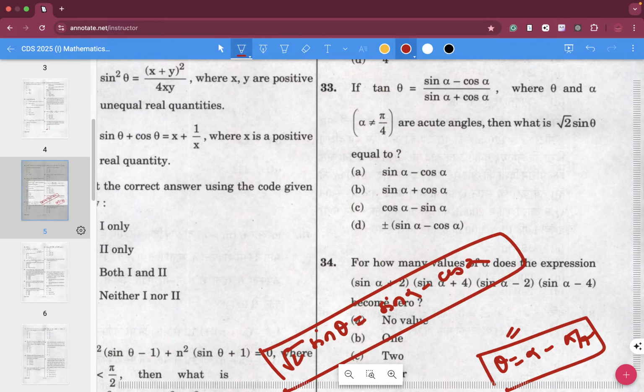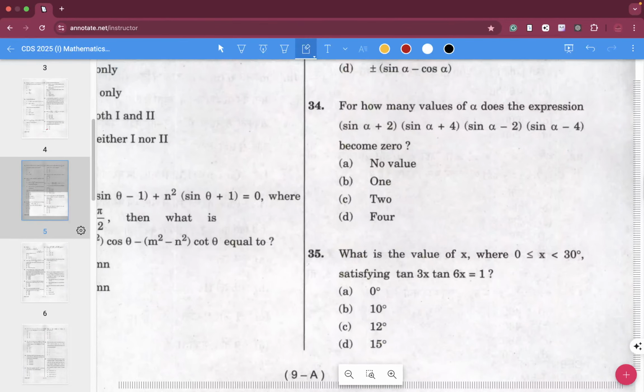Only a few of the questions cannot be solved by taking the values, right? So root 2 sine theta over here is equal to sine alpha minus cos alpha is what you have. So you should be aware of the basics as well.